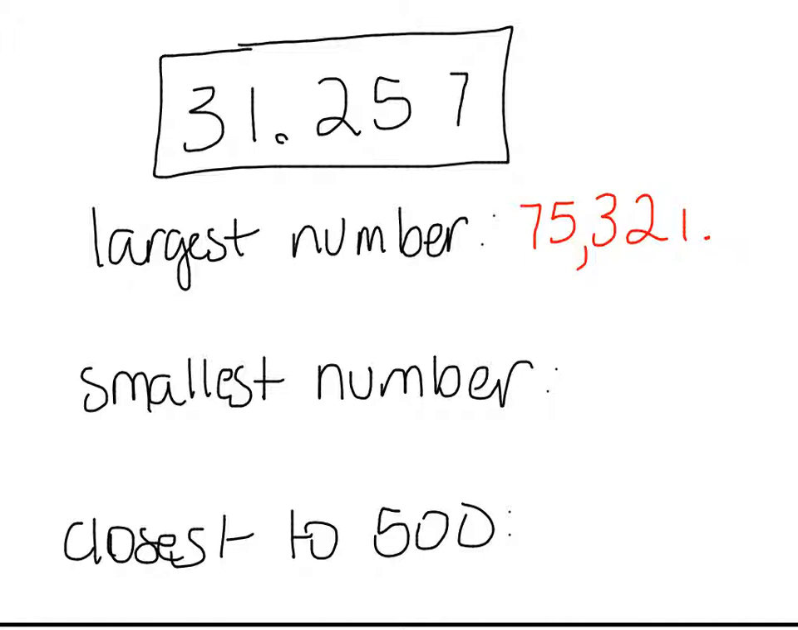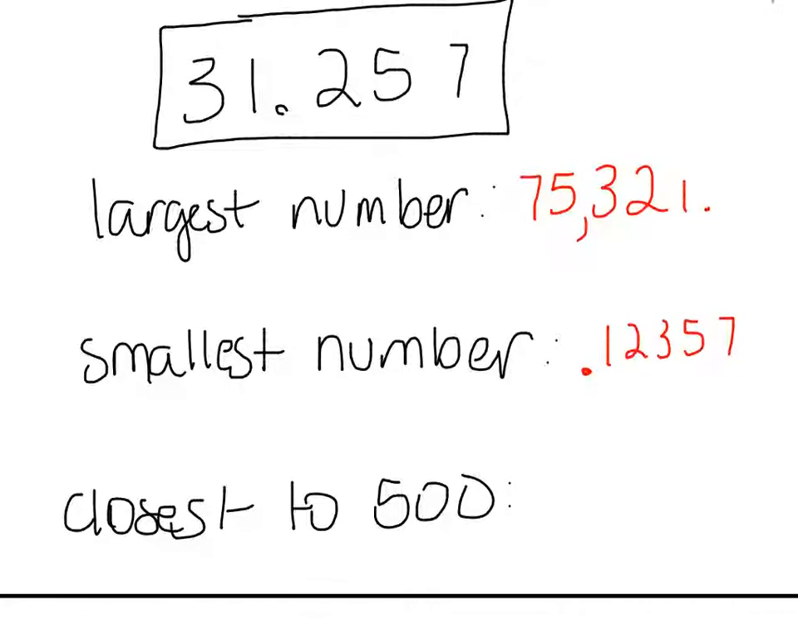The smallest number we could write with those digits would be with the decimal all the way to the left. So we'd start with that, and then we'd want to go with the smallest number first, so 1, and then 2, 3, 5, 7. That would be the smallest we could get with those digits.